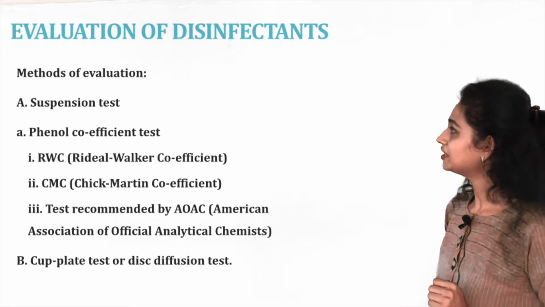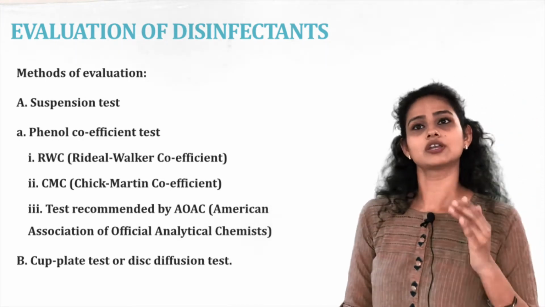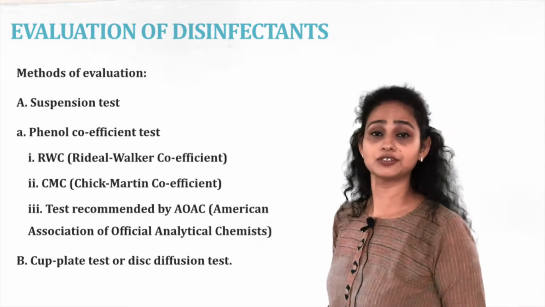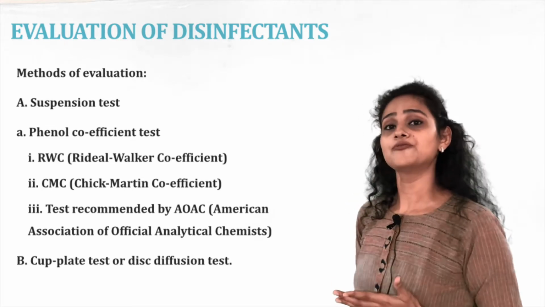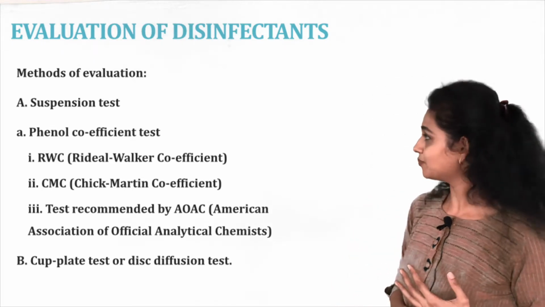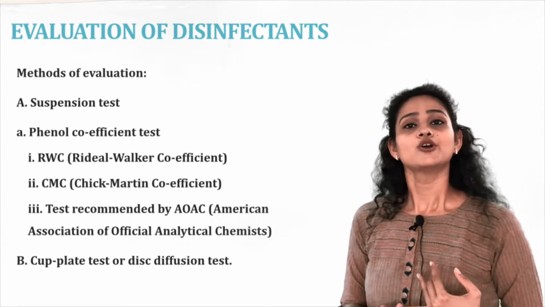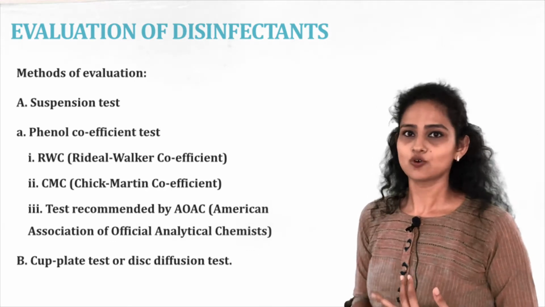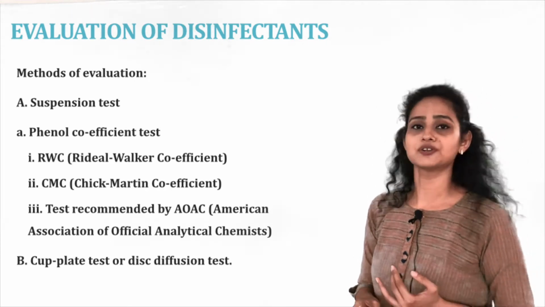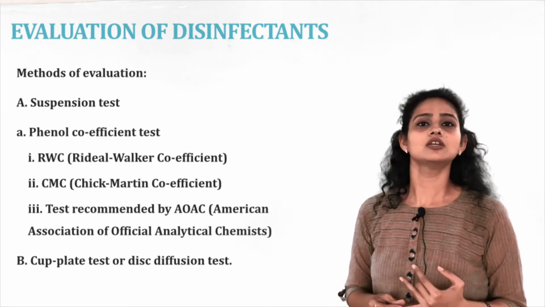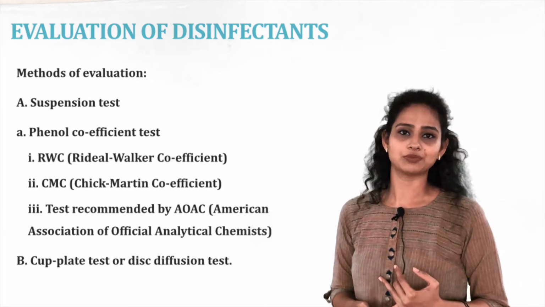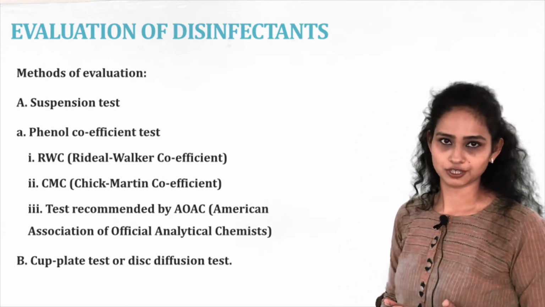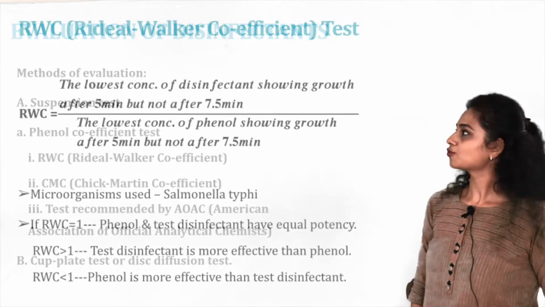The suspension test is also known as, or can be performed by, the phenol coefficient method. Now, phenol coefficient can be performed by three different methods. First is RWC, that is Riddle-Walker coefficient test. Second is CMC, that is Chick-Martin coefficient test, and the third is test performed by AOAC, that is Association of Analytical Chemists. So these three are the main methods by which we can perform phenol coefficient. Let us start with the Riddle-Walker coefficient test.